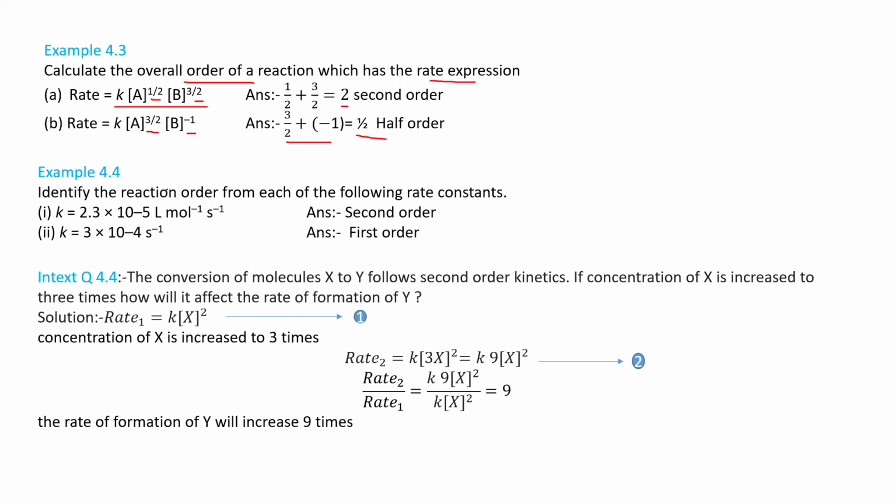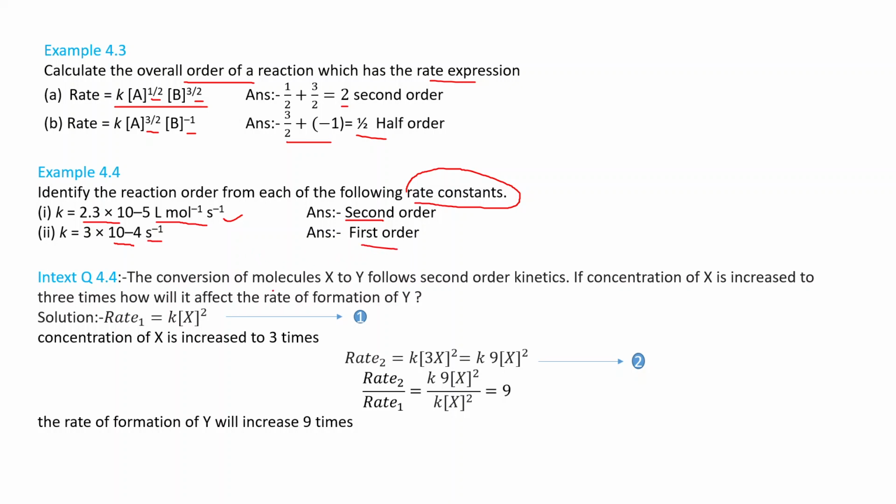Okay. Identify the reaction order from each of the following rate constants. The rate constant is given. Then how can you find out the order of reaction? Just from its unit. Remember, we have no use for the magnitude, only see the unit. Actually, this is 10 to the power -5 and this is 10 to the power -4. This is the unit, liter per mole per second. If you remember, this is the unit for a second order reaction. And this is second inverse, the unit for a first order reaction. Clear? Important numerical is there.